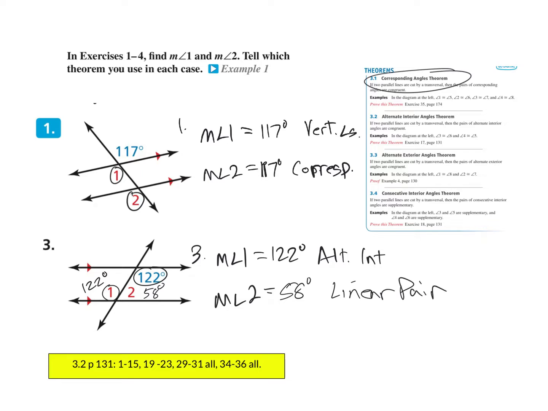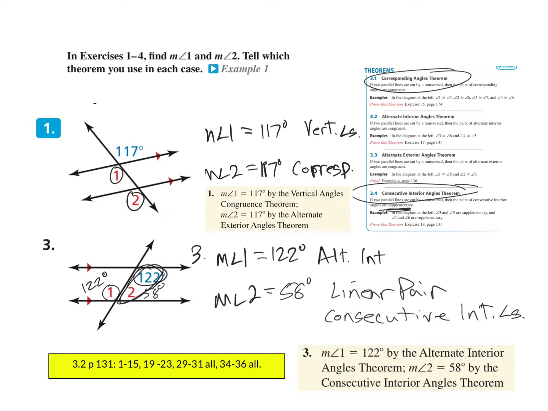You also could have said consecutive interior angles theorem. So angle 2 and 122 degrees are consecutive and they're interior. So consecutive interior angles are supplementary. They add up to 180. So either way, whatever it takes to get there. And there are the book answers to go with it. Now let's go on to number 5.